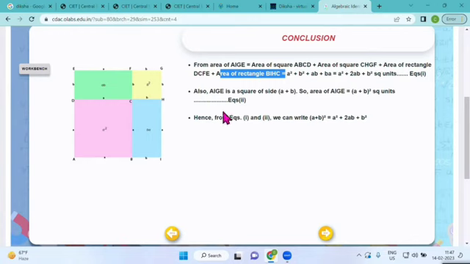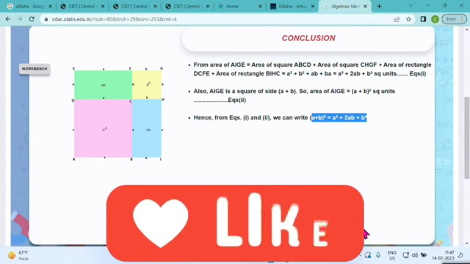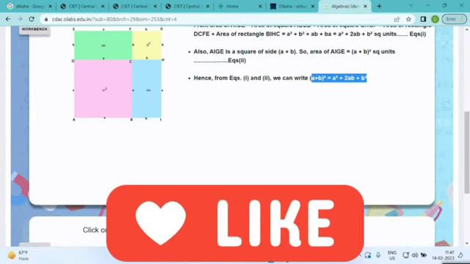So that's why we can say that (a plus b) whole square is equivalent to a square plus 2ab plus b square. From both the equations we can write this identity: (a plus b) whole square equals a square plus 2ab plus b square. Now we will click on the next button to verify mathematically.